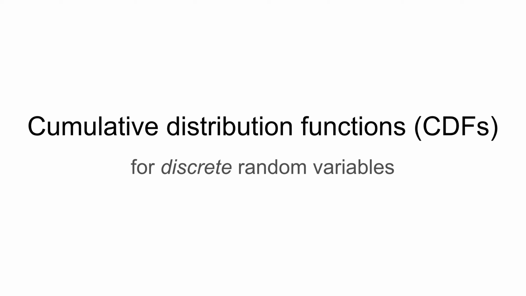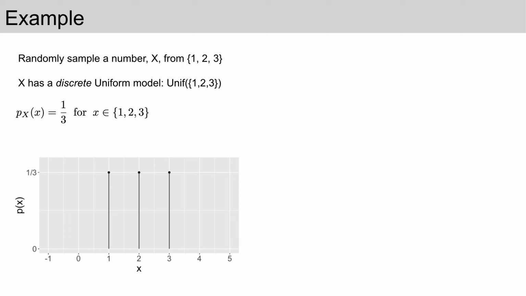In this second of a two-part series, let's explore cumulative distribution functions, or CDFs, for discrete random variables. Suppose we get to randomly sample a number x from 1, 2, and 3. Since we select a number at random, x has a discrete uniform model. That is, x has an equal 1/3 probability of being either 1 or 2 or 3.